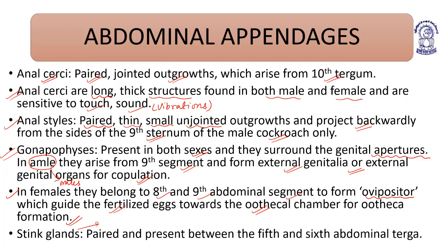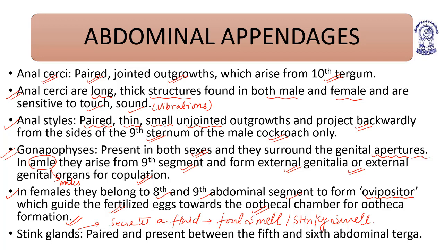The stink gland secretes foul smell, bad smell, or stinky smell. Understood? So anal cerci, anal style, gonapophysis. Okay, anal style only in male cockroach, anal cerci both in male and female. Gonapophysis or phallomeres, ninth abdominal segment in case of male, and eighth and ninth in case of females.